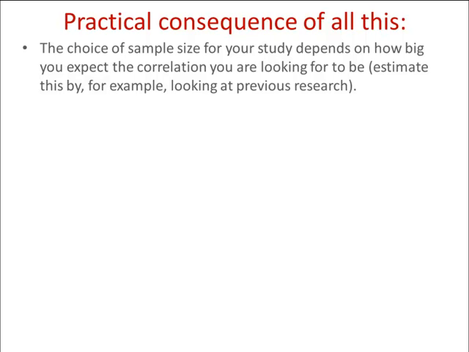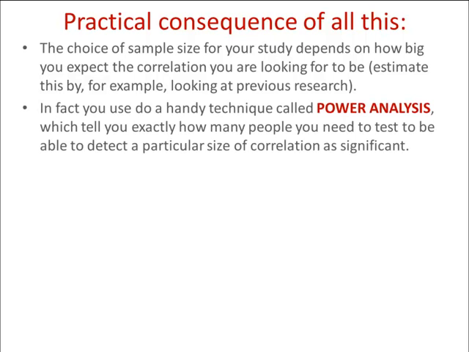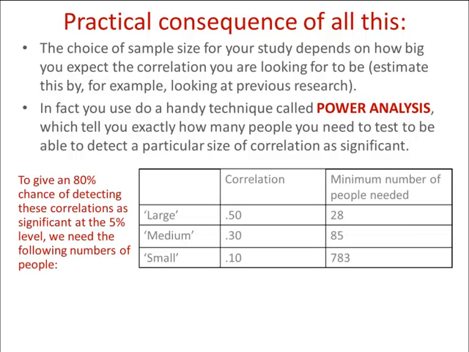And you can actually use a handy formal technique called power analysis, where it involves using formulae or downloading some free software from the internet, or even just looking up tables. And power analysis allows you to work out exactly how many people you need to test to be able to detect a particular size of correlation as being statistically significant.